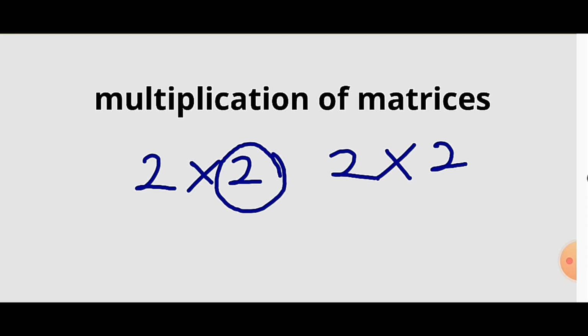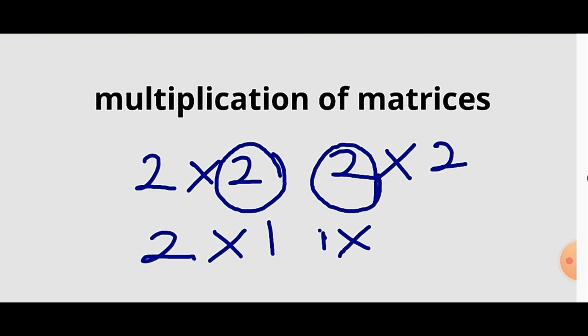A 2 by 2 can multiply a 2 by 2. This is because the number of columns here is 2, and the number of rows here is also 2. Another one is 2 by 1 and a 1 by 3. The multiplication here is also possible. This is because the number of columns here is 1, and the number of rows here is also 1.